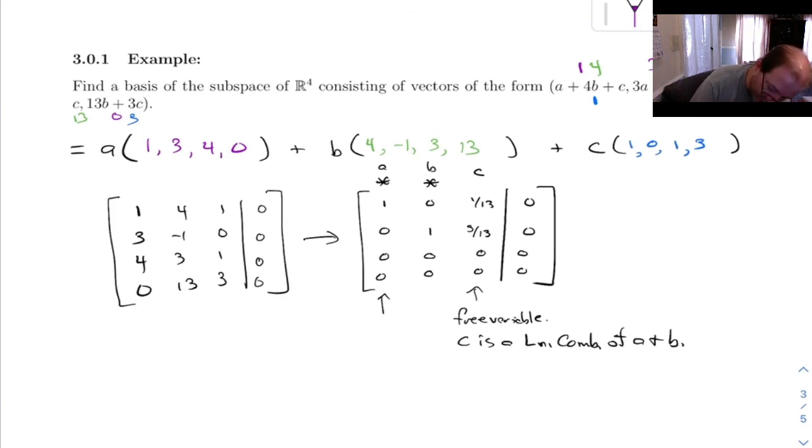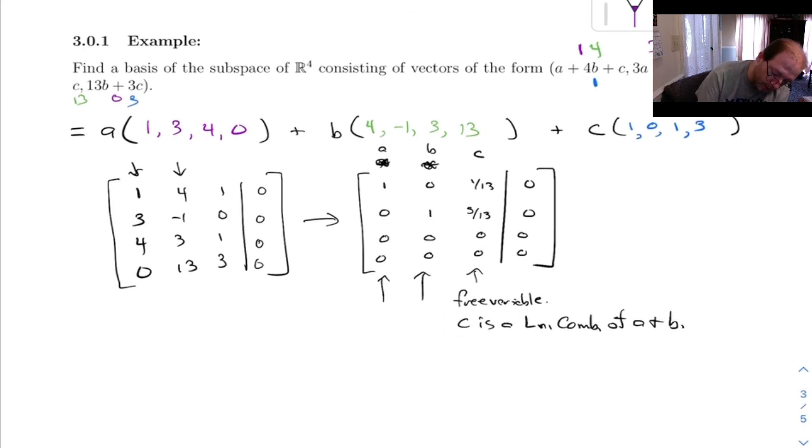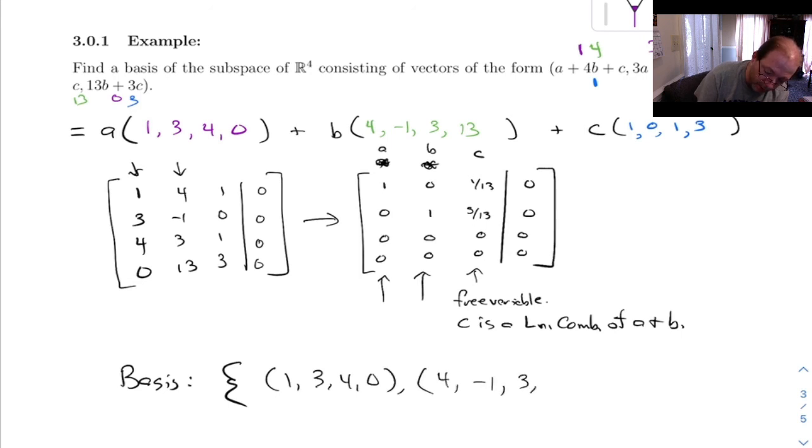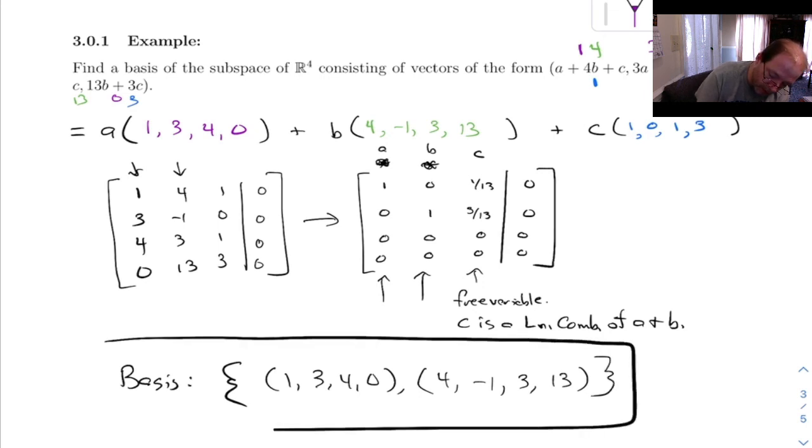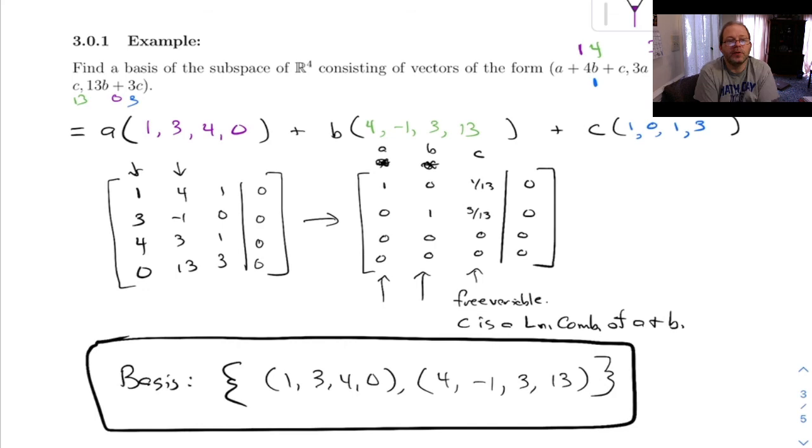Now, don't grab these vectors. That's not right. Come back over here, and these two are the ones we want, the ones that correspond to the leading ones. So the basis that we have here is going to be 1, 3, 4, 0, and 4, -1, 3, 13. And that's pretty much how you do all these types of problems.